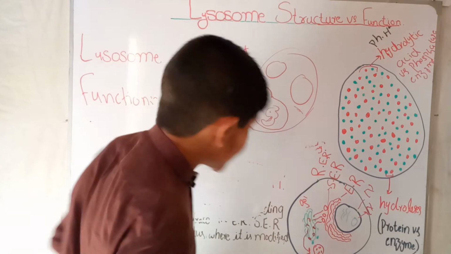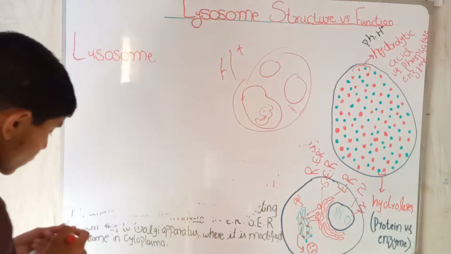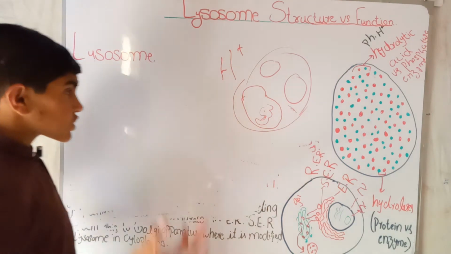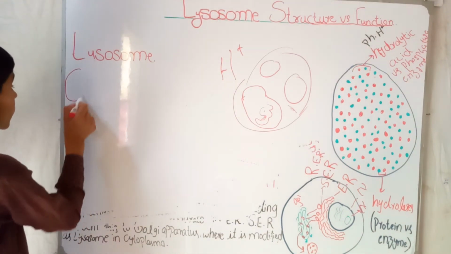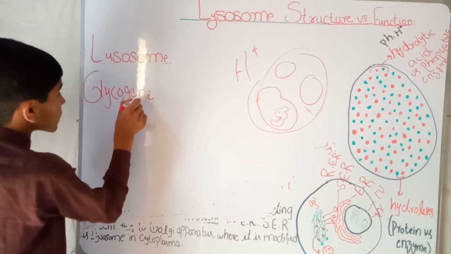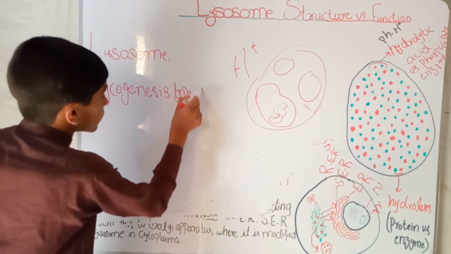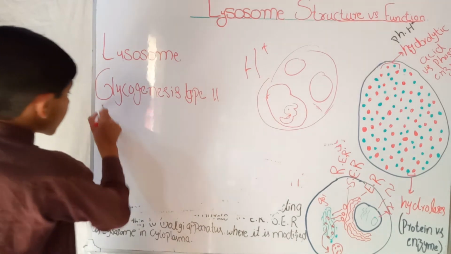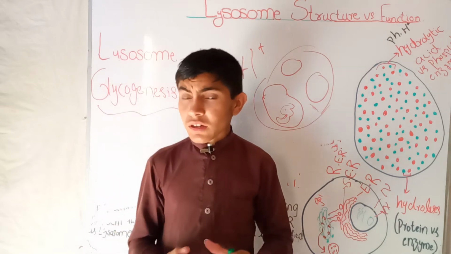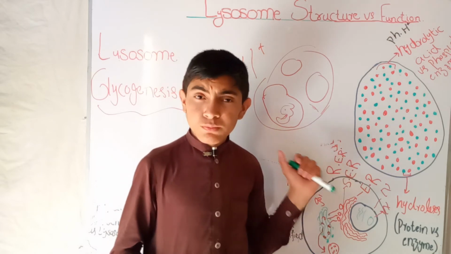Next, we will talk about its disease. So mainly we found a disease whose name is glycogenesis type 2. It is a disease because, as I have mentioned in a previous video about the structure of the liver and its function, you can see my video about the liver.